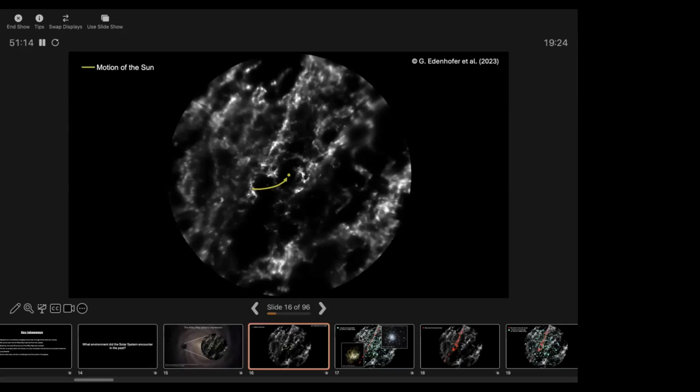Would it be possible that there will be such a gravity assist that we will be kicked out of the Milky Way? Well, I know, so strong, I don't think so.